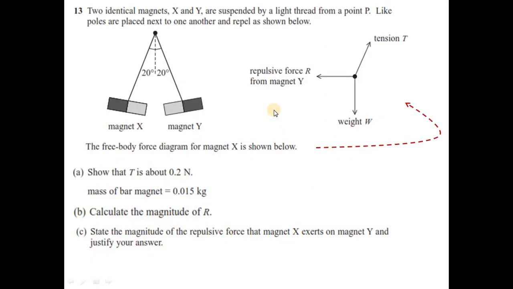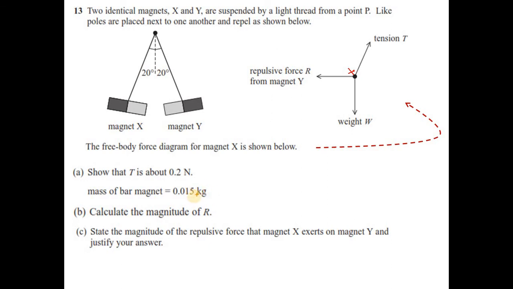Question 13. Two identical magnets X and Y are suspended by a light thread from a point P. Like poles are placed next to one another and repel as shown below. So these are like poles, magnet X and magnet Y. The free body diagram of magnet X is shown below. So this is magnet X, with tension, repulsive force and weight. Show that T is about 0.2 Newton. The mass of the bar magnet is 0.015.